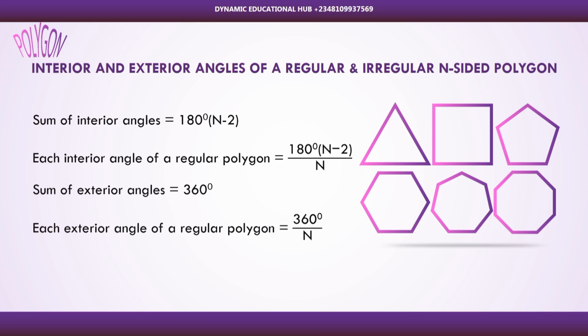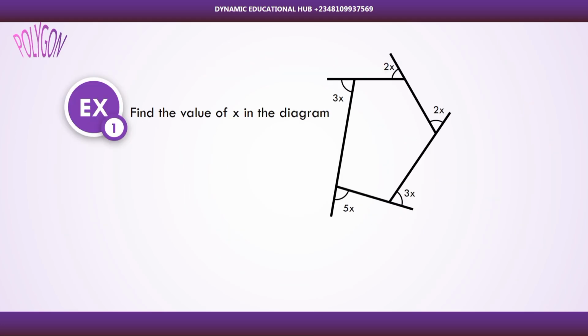So let's go ahead and start solving our questions using this formula. Here is the first question: find the value of x in the diagram. If we observe this diagram, we see that the angles given are exterior angles, the angles formed outside. And what are we going to use? Sum of exterior angles of a polygon. How many sides do we have here? We have 1, 2, 3, 4, 5. So we have a 5-sided polygon. The sum of the exterior angles of any n-sided polygon is equal to 360 degrees. So let's go ahead and use that.